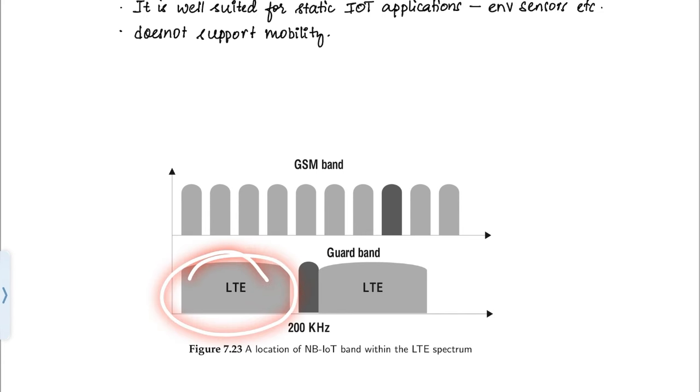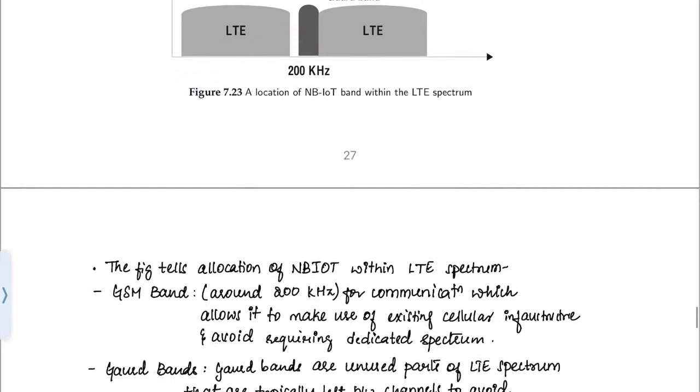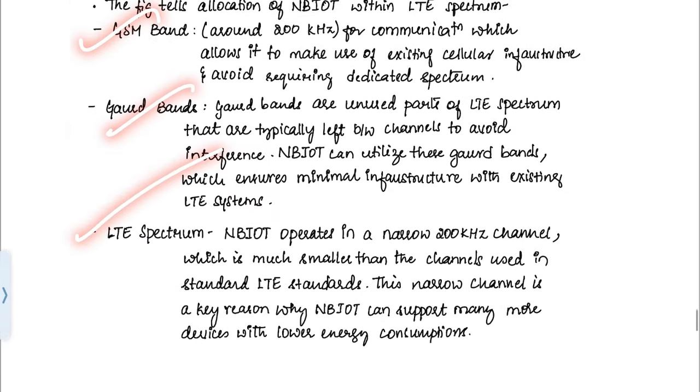Then we have the LTE spectrum here. Narrowband IoT operates in a narrow 200 kilohertz channel, which is much smaller than the other standard LTE communication channels, right? This narrow channel is the key reason why NB-IoT can support many more devices with lower energy consumption. So I have written down all the points here.